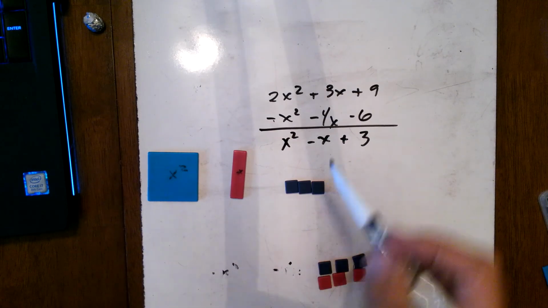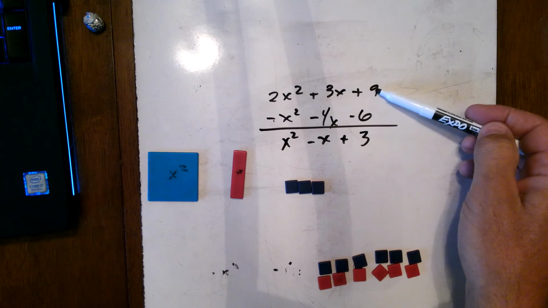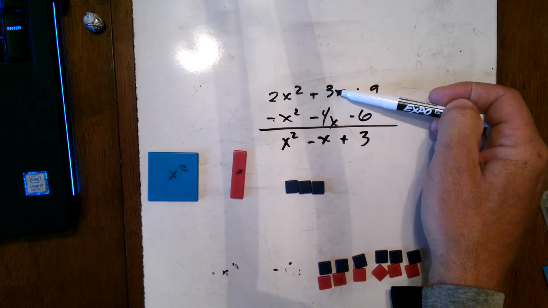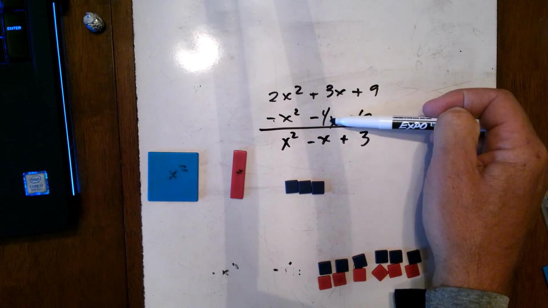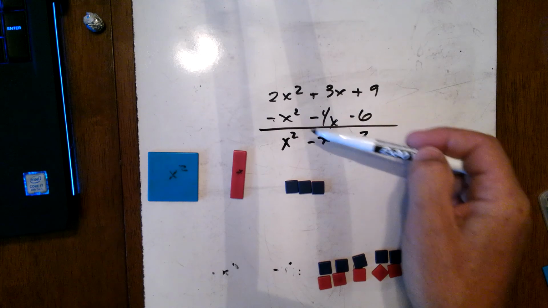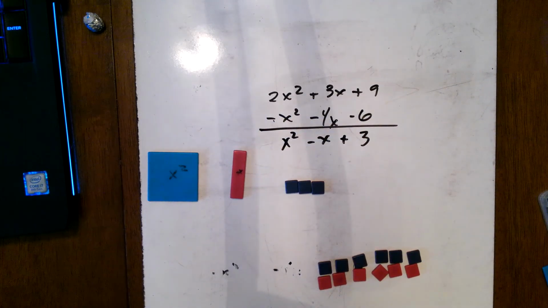So you can see that when we combine those terms that are alike, 9 positives minus 6 gives me 3. 3 positive x's and 4 negative x's, I'm left with a negative x. 2 x squareds and a negative x squared, left with a single x squared.